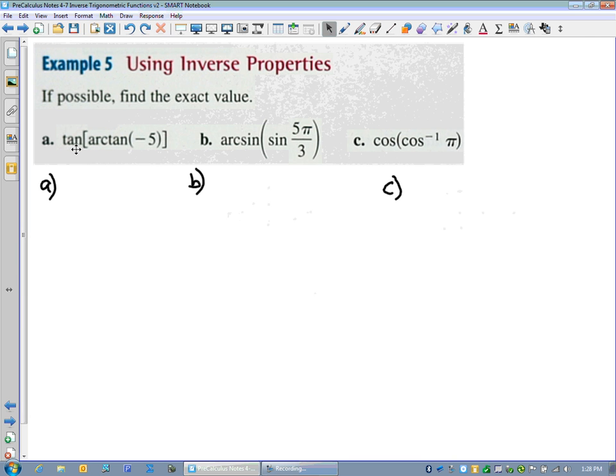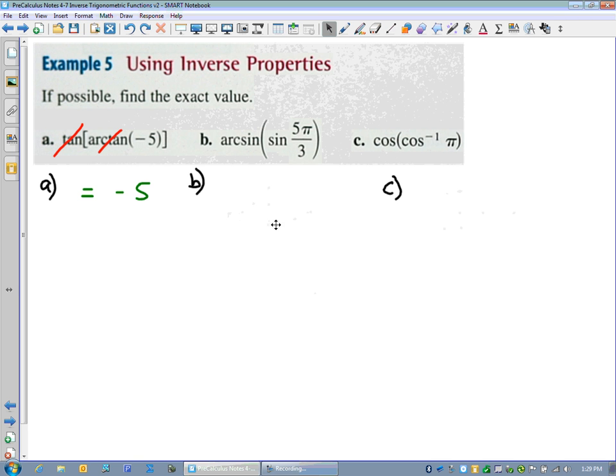Okay, looking at the first one, we have the tangent of the arctangent of -5. Well, for tangent, notice how the inverse function is on the inside, so our only test is whether or not it's possible to take the arctangent of -5. Well, tangent, if you think of the graph of tangent, goes up forever and down forever, so any value is possible for tangent. So here, I can take the arctangent of -5. It is possible to take the arctangent, so therefore I can use the property that these two cancel themselves out, and my answer is just -5. Makes it nice and easy.